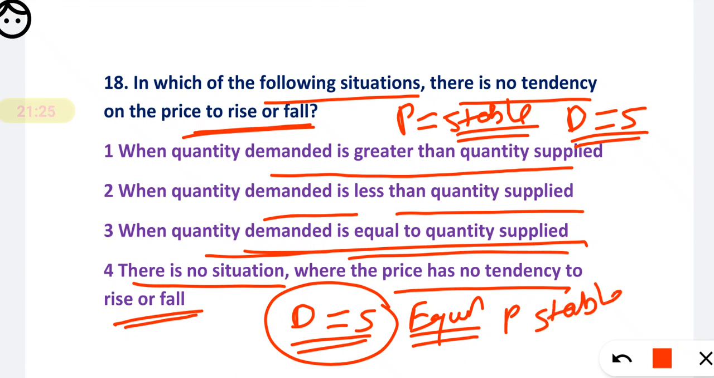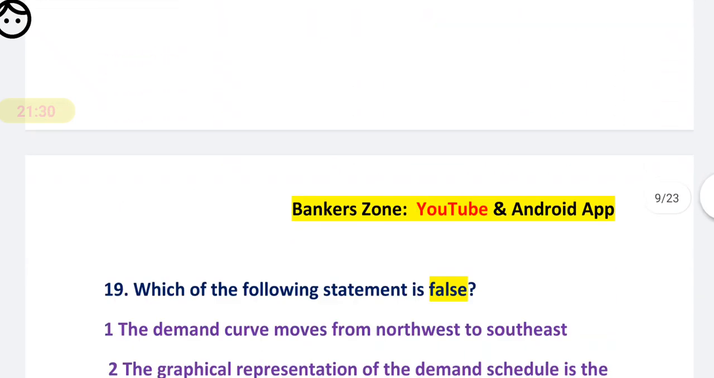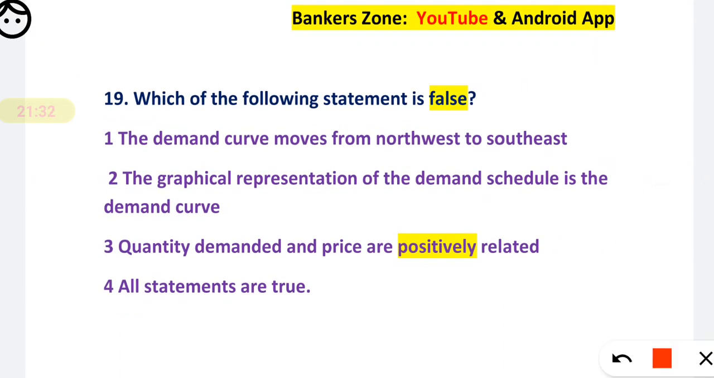Prices will be stable. Okay, so the third option is correct. Now the question number 19 we are going to discuss. Which of the following statements is false? We have to find the false statement. So okay, let's go through the statements.